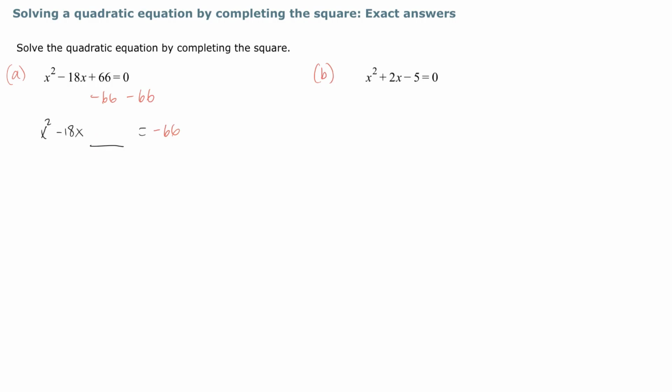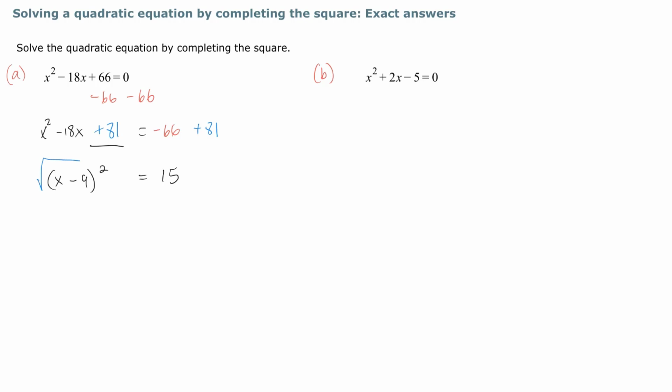When you add 81 there, you got to balance both sides of the equation. You add 81 over there. Now, why do we complete the square? This factors really nicely. That's x minus 9 quantity squared is now equal to 15.